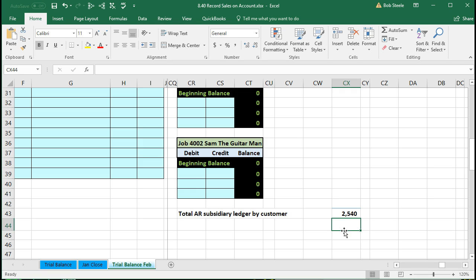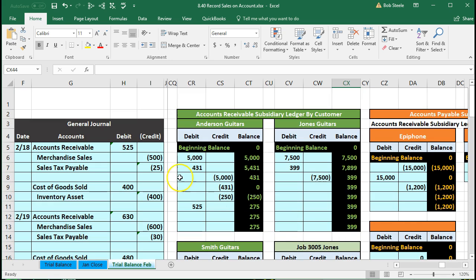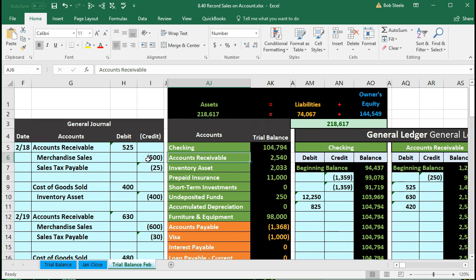That's what the accounts receivable should be. 2,540. Scrolling back up, I'm going to go back to the GL to see if that's what is on the trial balance. So I'm going to go to the right of where the split is, and then click to the left of where the split is, and then click to the right, and it pops back over. There's that 2,540. Looks good.